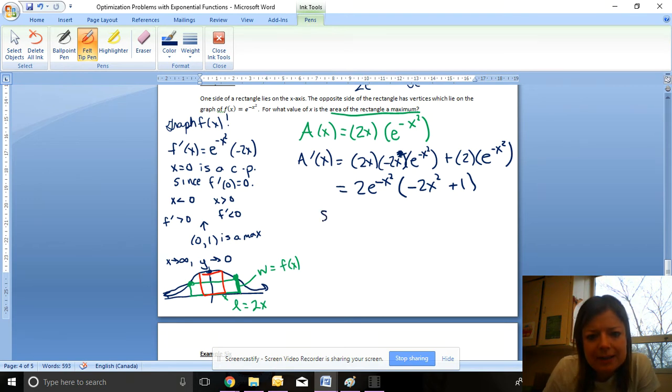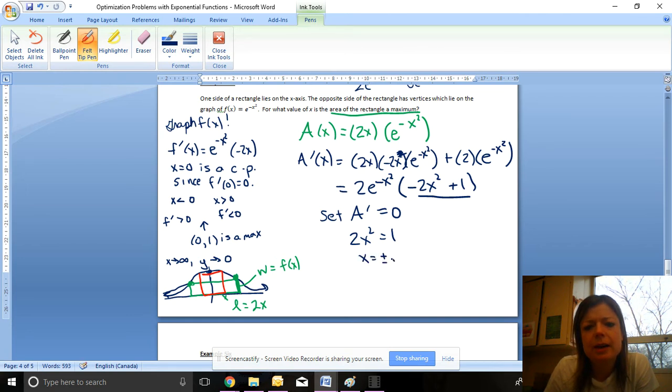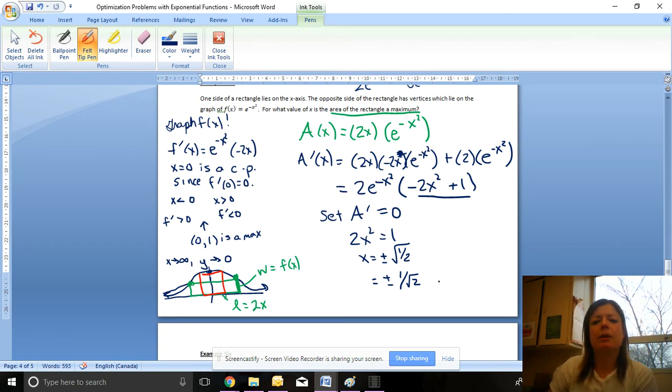Okay, so we want to set A prime equal to 0 and solve. So this part can never equal 0, so we just need to care about this part. That gives us 2x squared equals 1. So x equals plus or minus root 1/2, which can be written as plus or minus 1 over root 2. So for what values of x is the area a maximum? Well, there you have it. It's these two values of x.